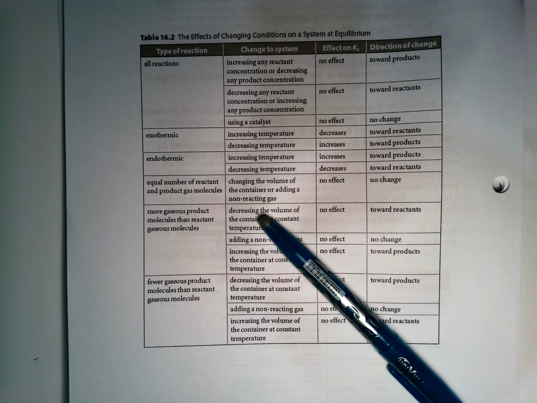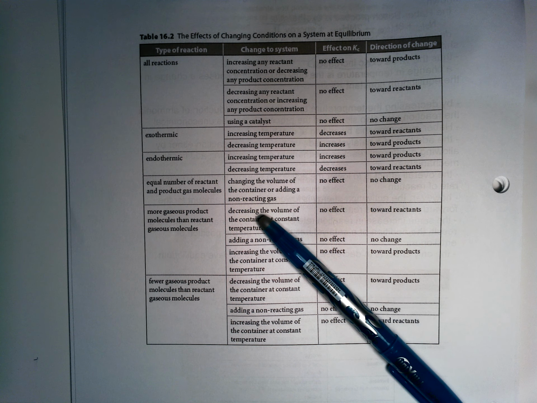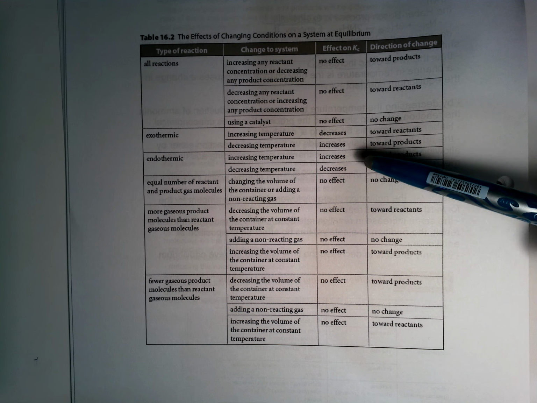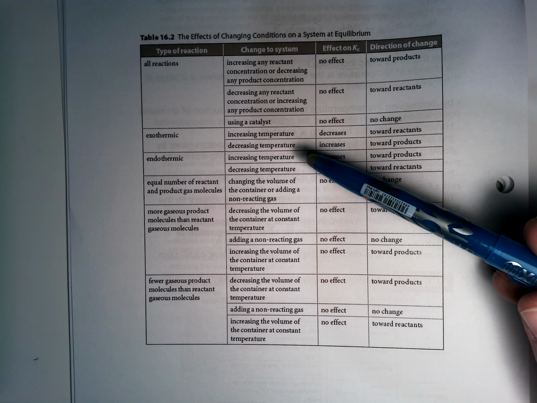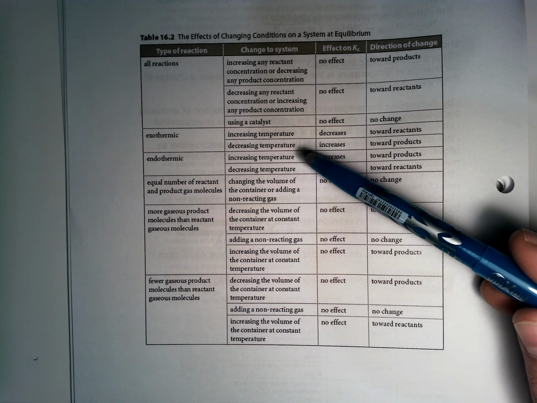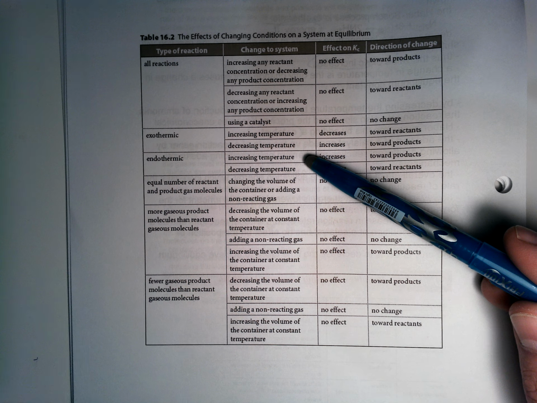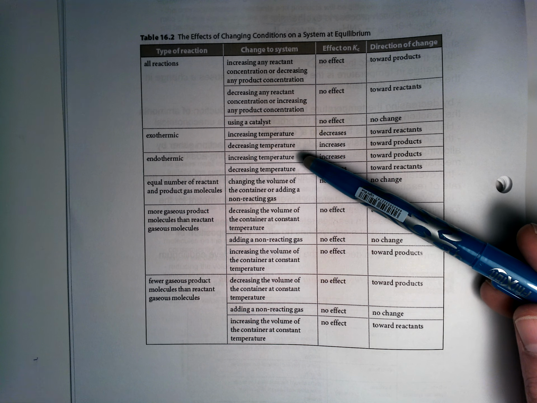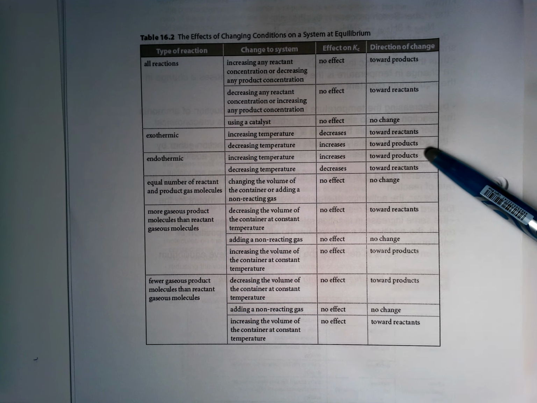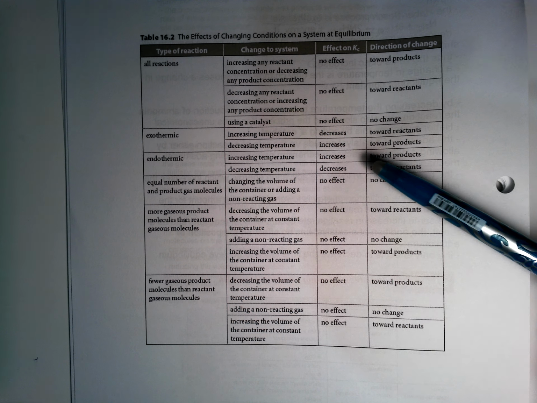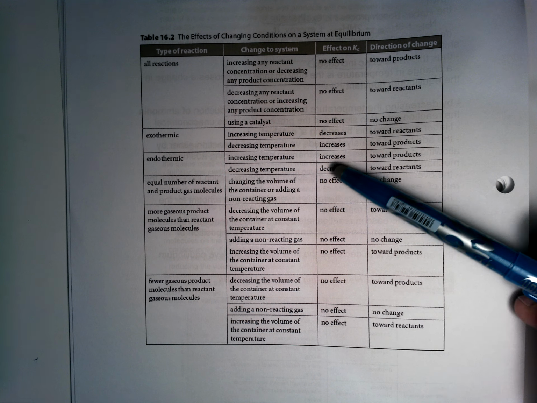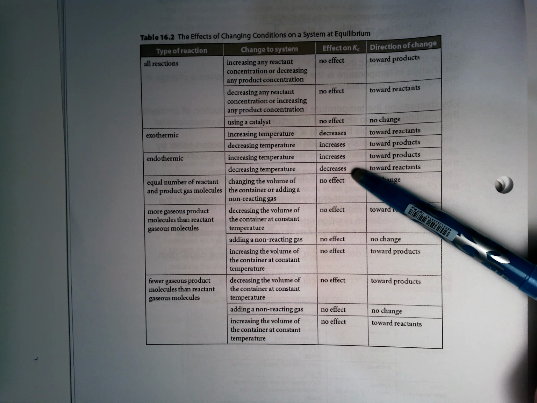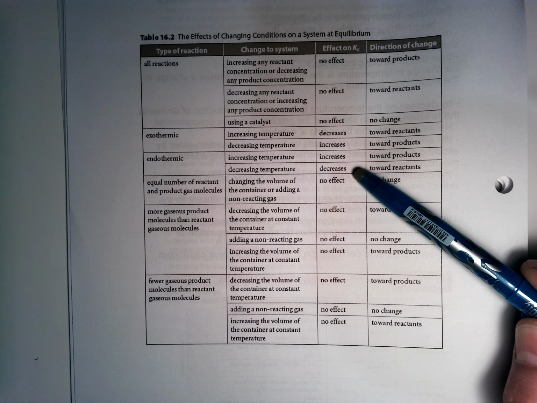Okay, for endothermic reactions, increasing temperature. Again, you got to think energy would be for an endothermic reaction on the reactant side. So increasing temperature, it's going to shift towards the products. Decreasing temperature, towards the reactants. And again, the way it shifts, if we go towards the product, Kc will increase. If it goes towards reactants, Kc will decrease.